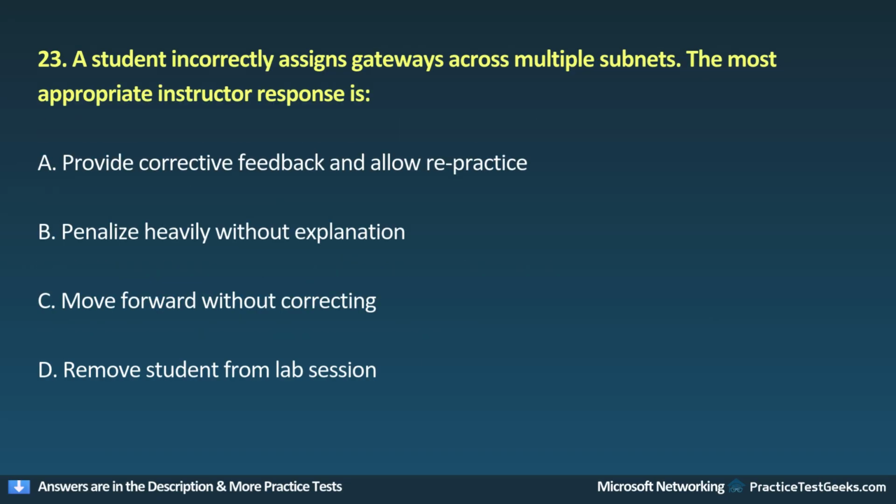23. A student incorrectly assigns gateways across multiple subnets. The most appropriate instructor response is A. Provide corrective feedback and allow repractice. B. Penalize heavily without explanation. C. Move forward without correcting. D. Remove student from lab session.